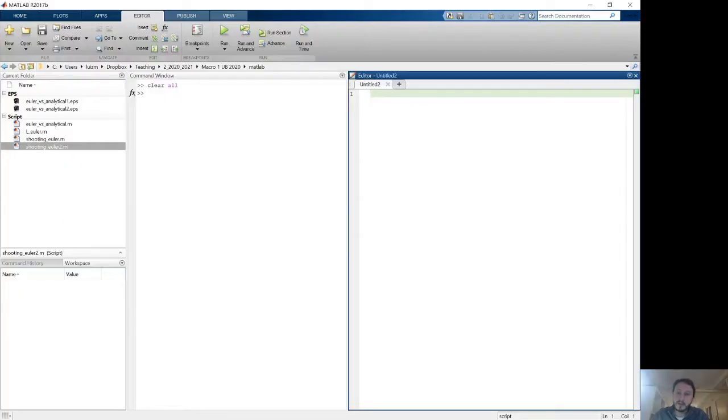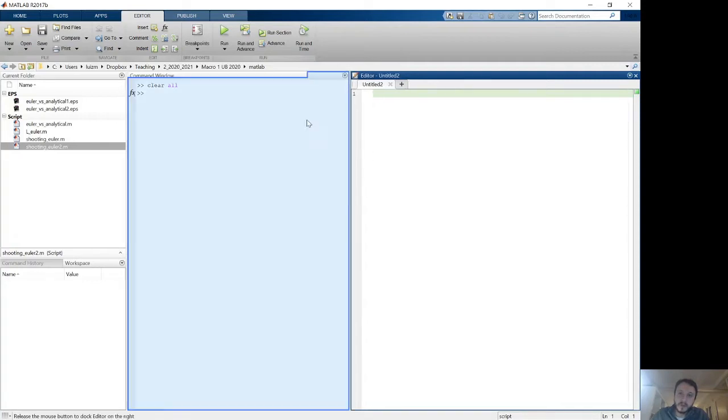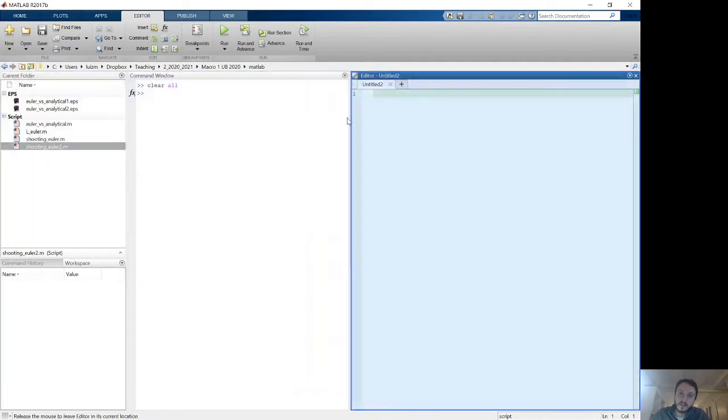Right, I have here my MATLAB. Just in case you're curious, I like to put my windows in vertical mode here, so you can do the same if you want by dragging, selecting the window and dragging. Right.